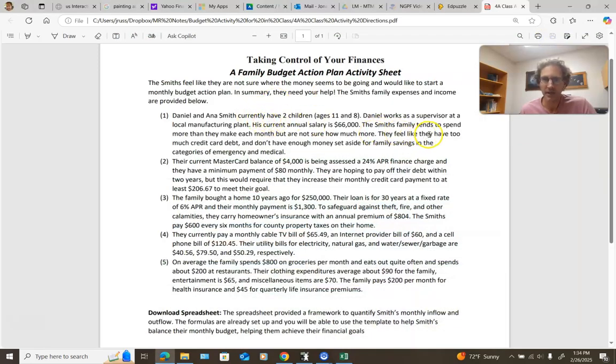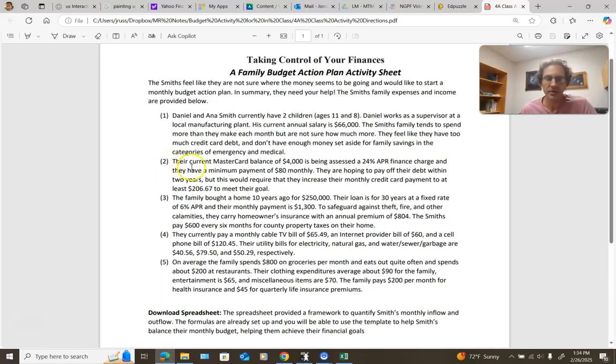It says the Smiths family tends to spend more than they make each month, but are not sure how much more. They feel like they have too much credit card debt and don't have enough money set aside for family savings in the categories of emergency and medical. Okay, so none of that information is really important. Well, it is important when it comes time to making adjustments, but just to determining what the status quo budget is, that's not important.